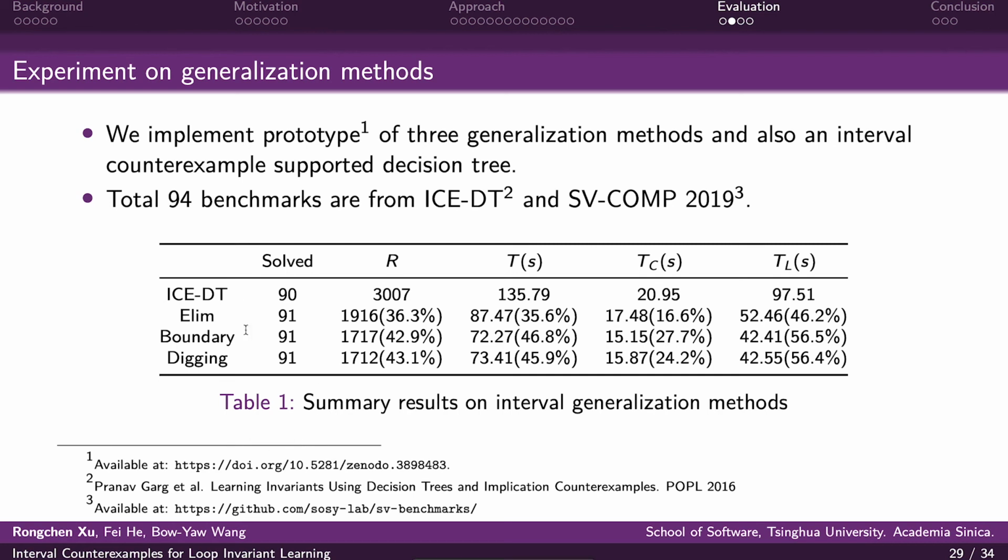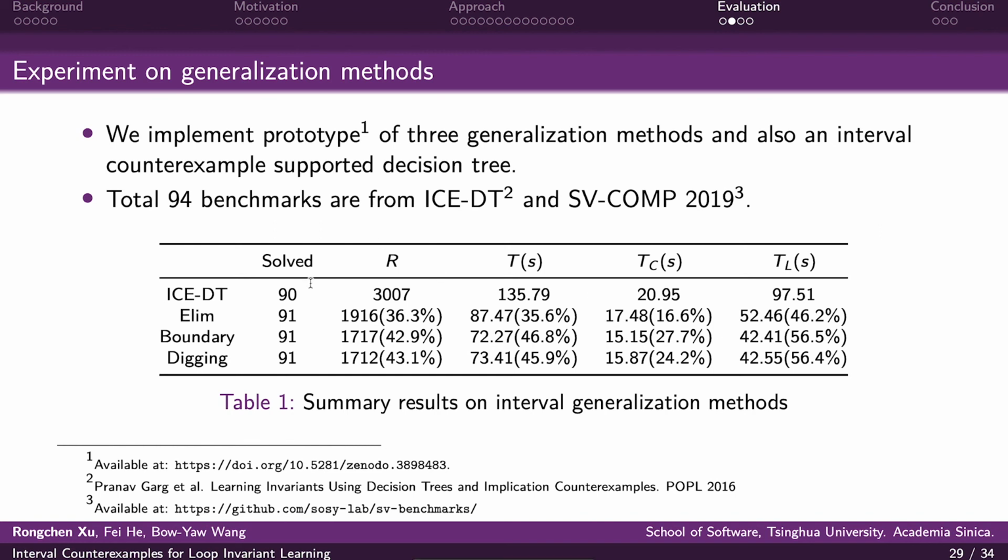In the table, the column SO represents the number of problems solved. Column R represents the total number of runs. Column T represents the total time. Column TC represents the time consumed by the constraint solver. Column TL represents the total time consumed by the invariant learner.